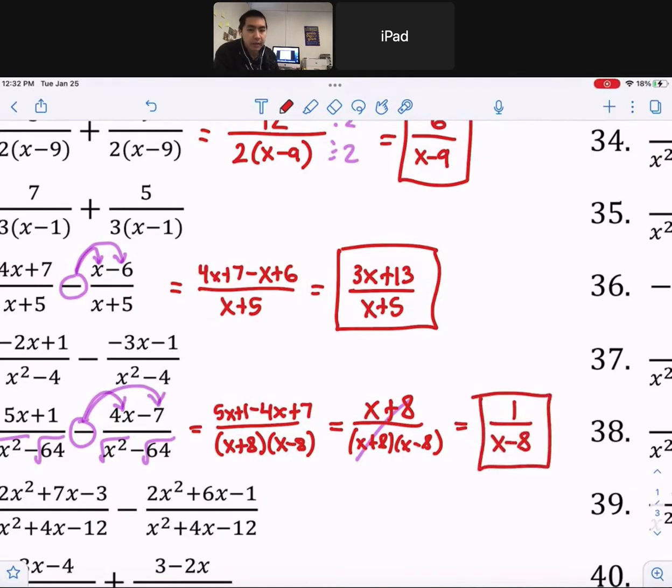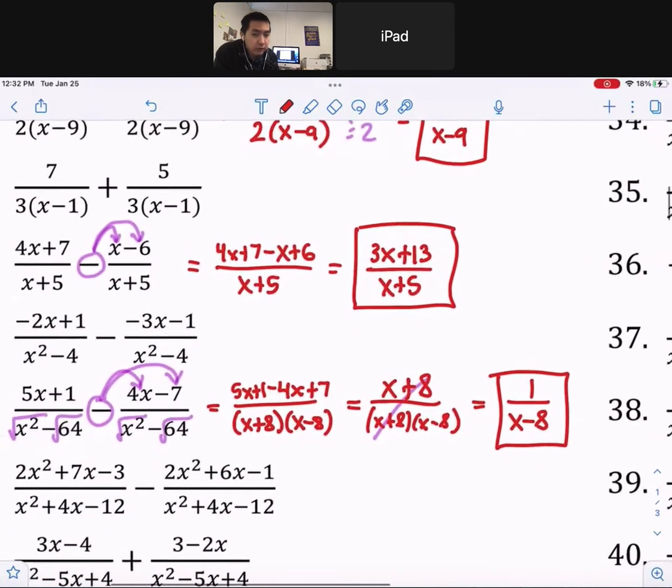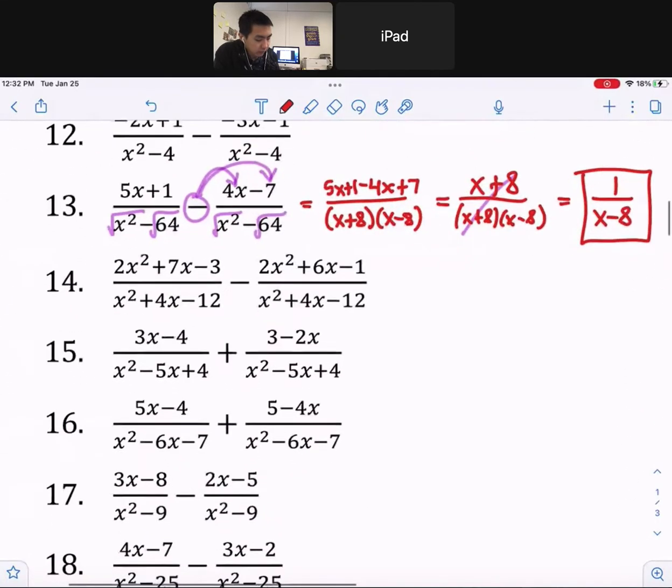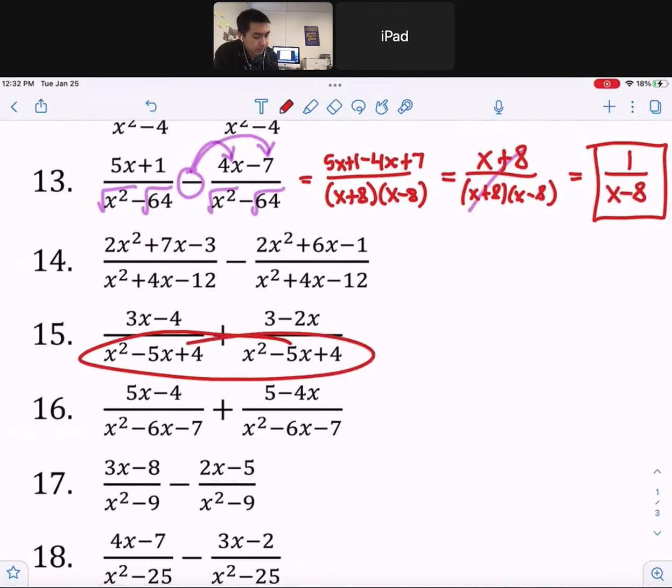So you always have to factor the denominator, you guys, just in case this might happen, just in case you might need to cancel something from top and bottom. Okay, 15.